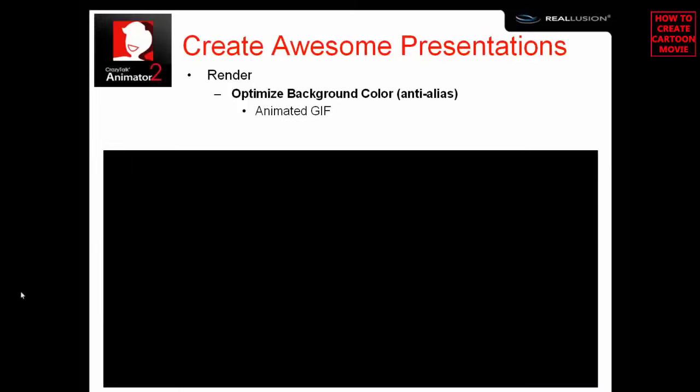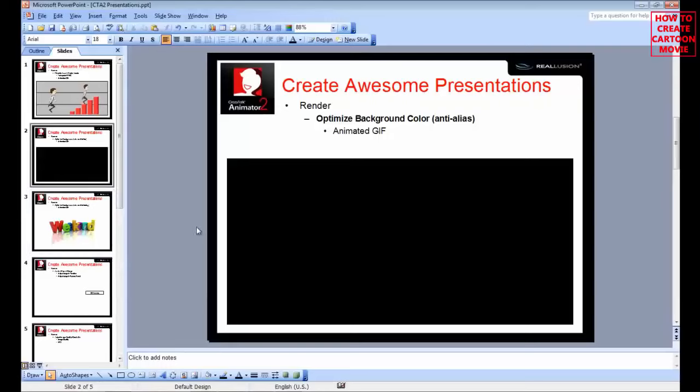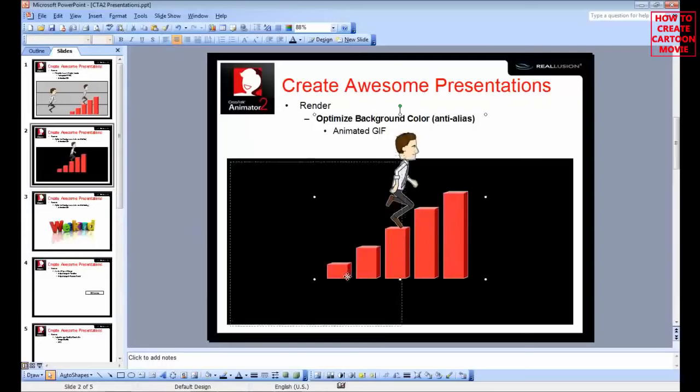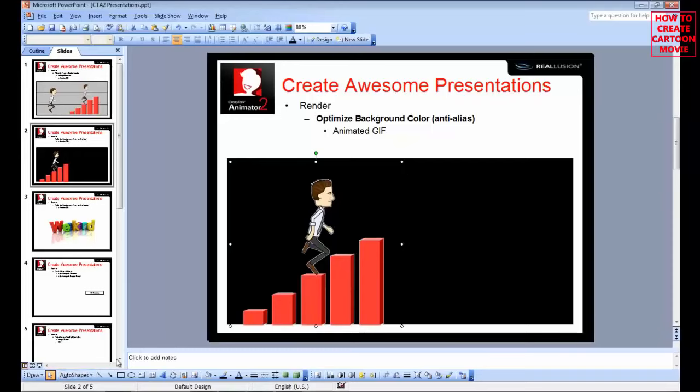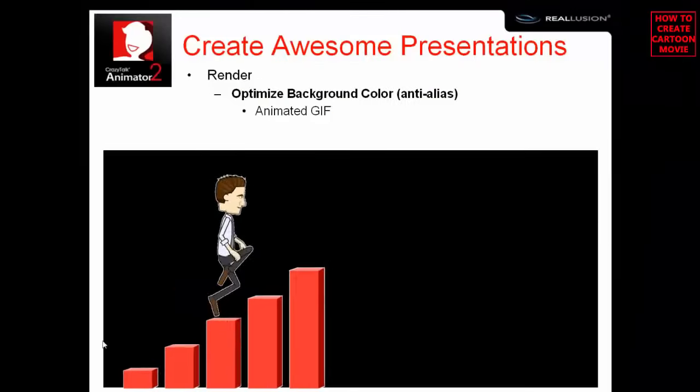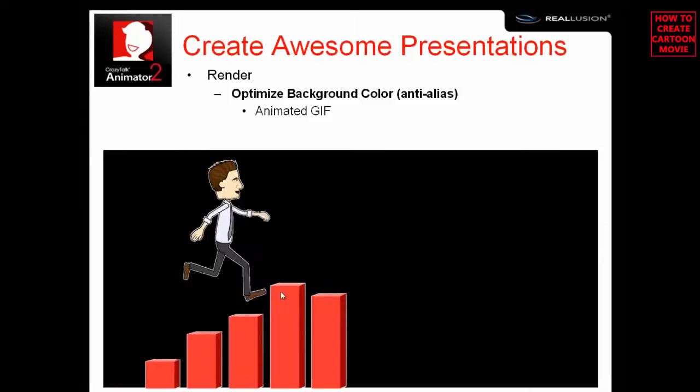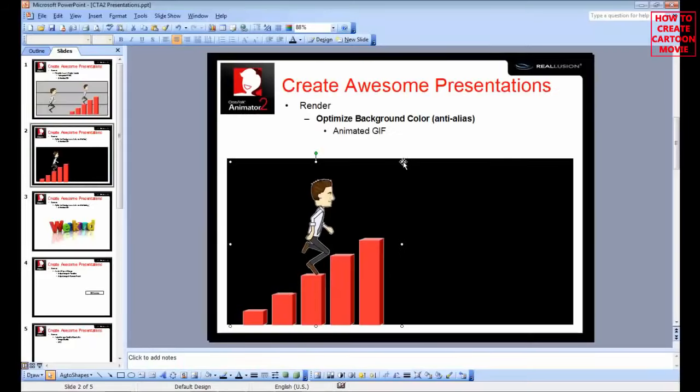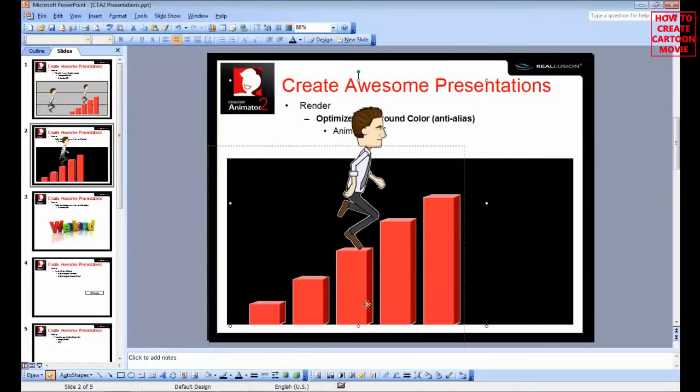Here, for example, if I paste the same animation that we have, you'll notice that there's a small little white outline around my character. Can you see that there? Around the character and around the prop. I can scale this up a bit so you can see it better.